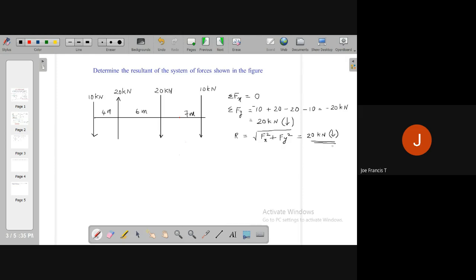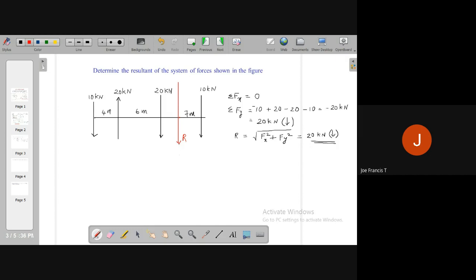Next is we need to find where does it act. Right? Where is this 20 kilonewton acting? Suppose it is acting at some point in between these two. So it's there that your Varignon's theorem will help you. Suppose this 20 kilonewton is acting here. Resultant force is acting here. So this is your resultant R. This is our assumption. We don't know. We assume that it is acting here, R.